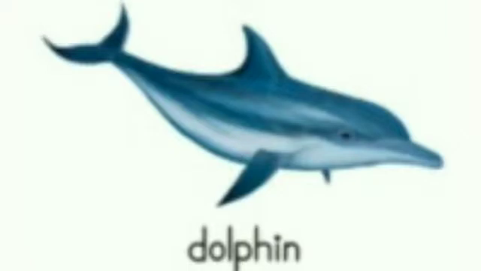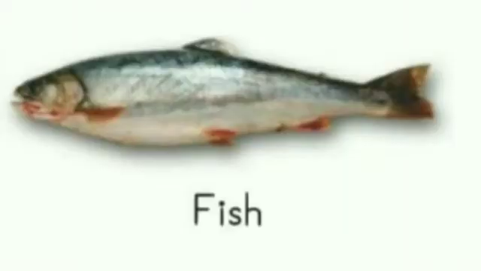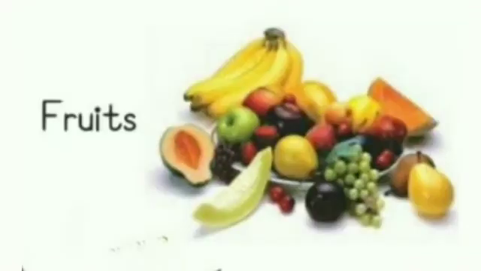Capital D, small d. D for dog. D for dolphin. Capital E, small e. E for egg. E for eagle. Capital F, small f. F for fish. F for fruits.